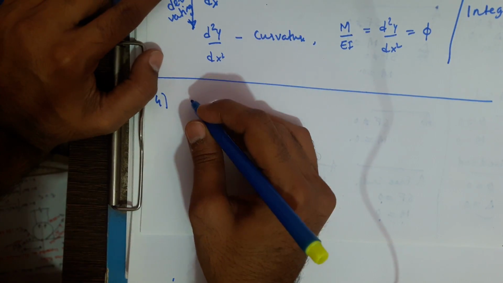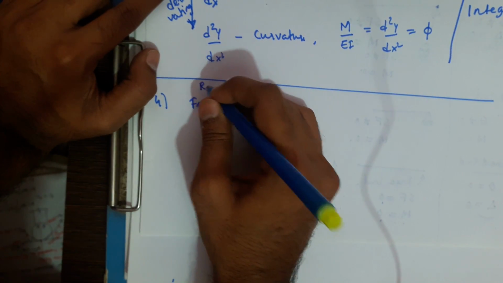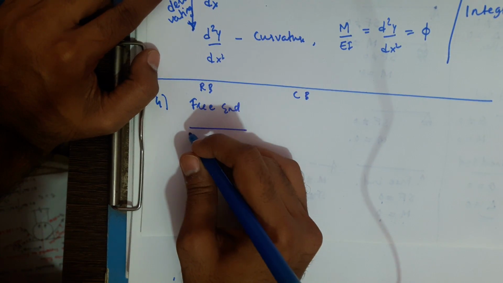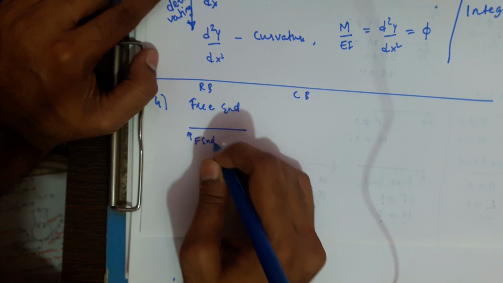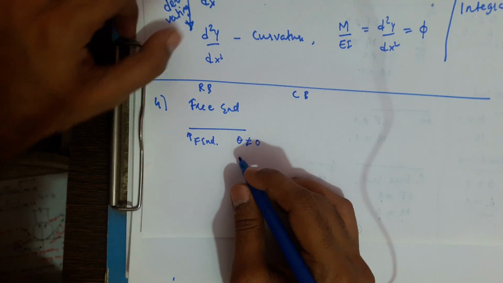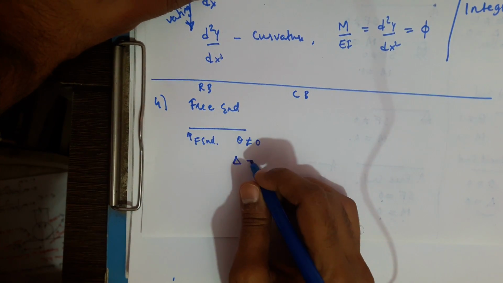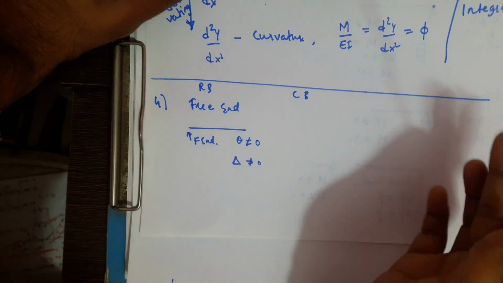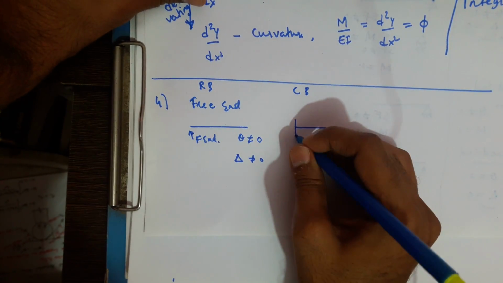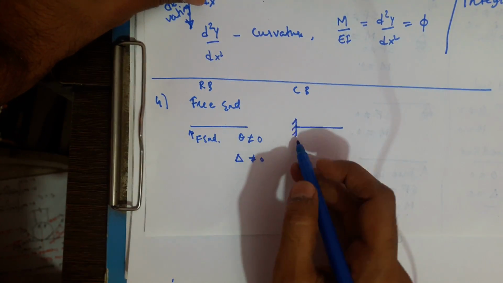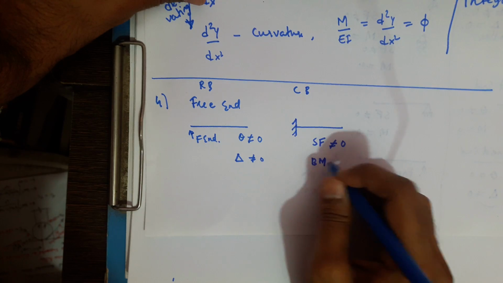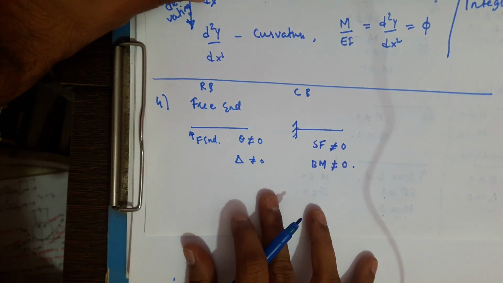Fourth, the free end. This is the real beam and here we have a conjugate beam. At a free end, theta, the slope, is not equal to 0 and delta is not equal to 0. So what do we have to provide in the conjugate beam? A free end in the real beam will be equal to a fixed end in the conjugate beam. At a fixed end, shear force is not equal to 0 and bending moment is also not equal to 0.